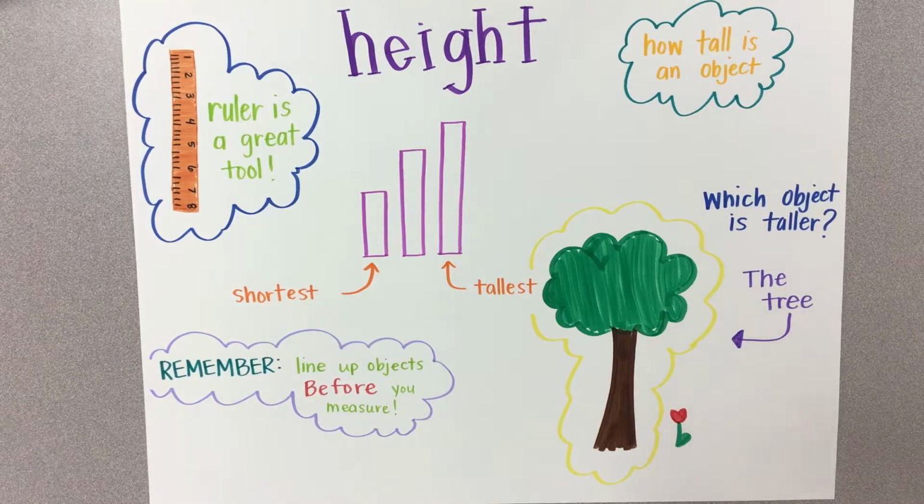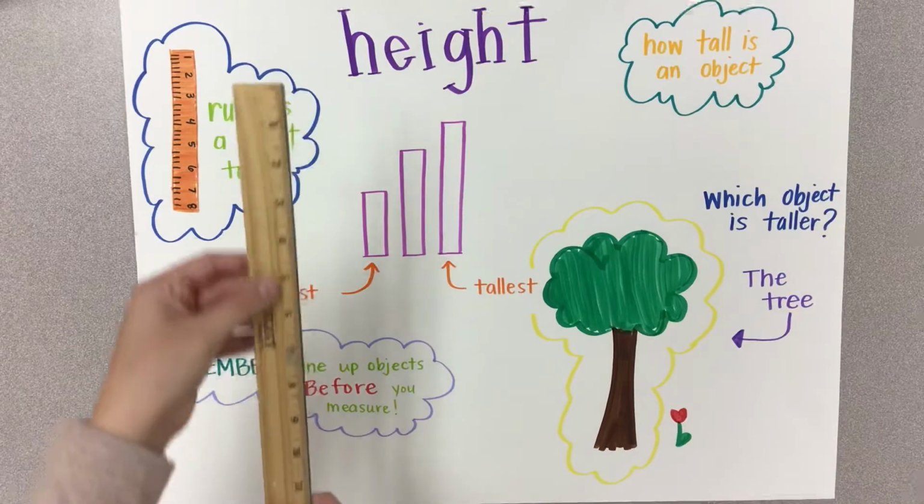Hi learners, so today we are going to talk about height. And height tells us how tall is an object. So one thing that we can use to measure how tall something is, is to hold a ruler up and down like this.